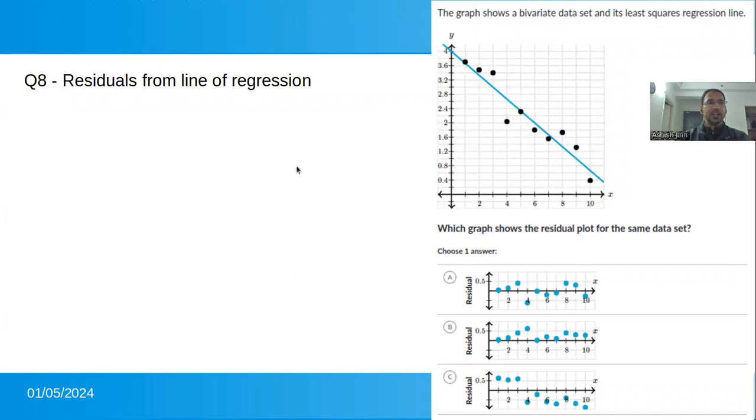Now, the next, 8th question is on residuals from the line of regression. This question seeks to ask you if you are getting the idea of positive residual and negative residual, and you are able to capture that idea of residual from the line that is given to you and the data points that are given to you.